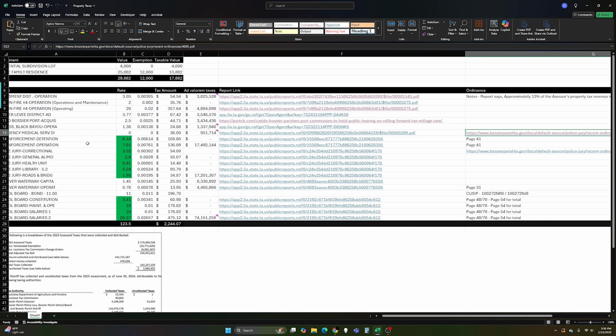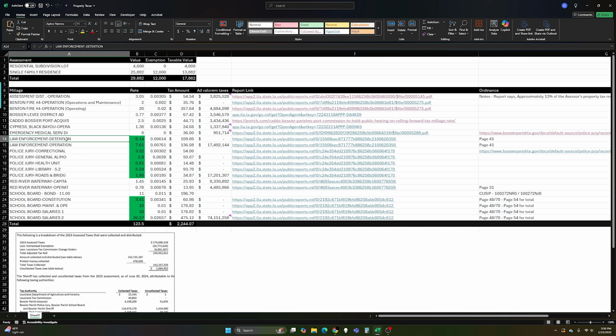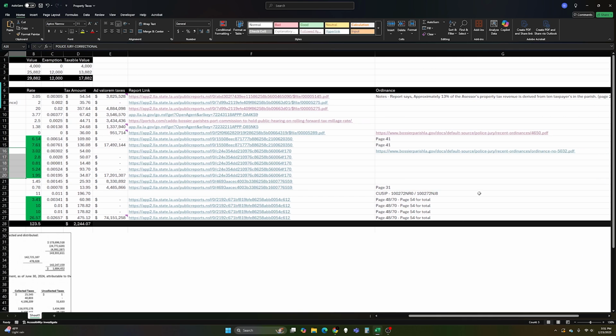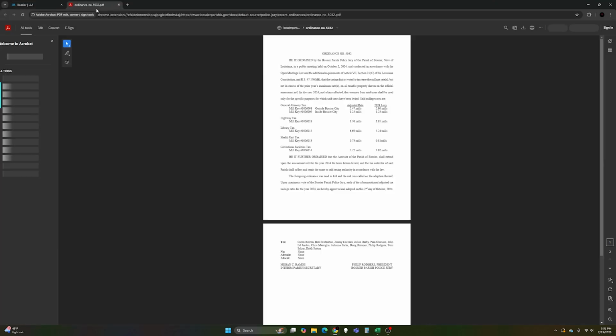So next we have this one right here, law enforcement for the detention and operation center. Same thing. You can find these millage amounts on page 41. Then we get into the police jury. So this isn't going to the members themselves, of course. These are things that the Bossier jury has decided to take upon in their authority. So they have their own report here. However, the ad valorem taxes aren't split out. I did find the actual ordinance though here.